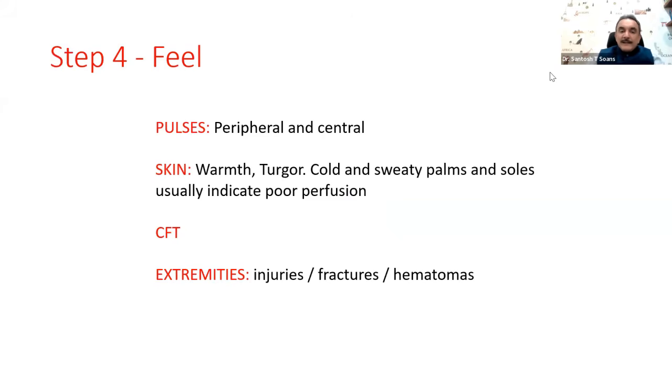So now feel for the pulses, especially as you are trying to look at the circulation, peripheral and central pulses. What happens in shock? The child has sepsis, septicemia and shock. Peripheral vasoconstriction occurs, so you don't feel the peripheral pulses well. But central pulses will be felt. That indicates there is some amount of shock. A child in shock will be cold. Sweaty palms and heel soles usually indicate poor perfusion. If the child is warm, it is okay.